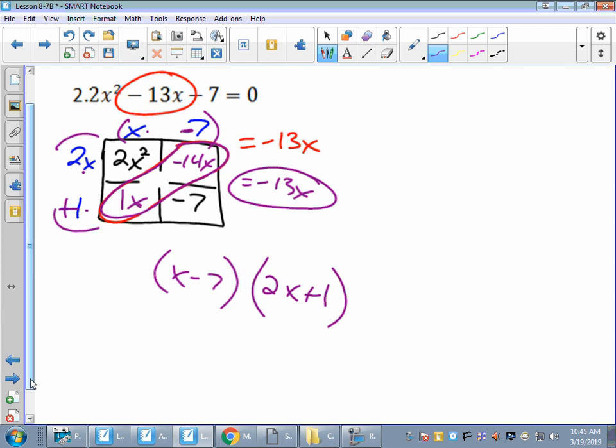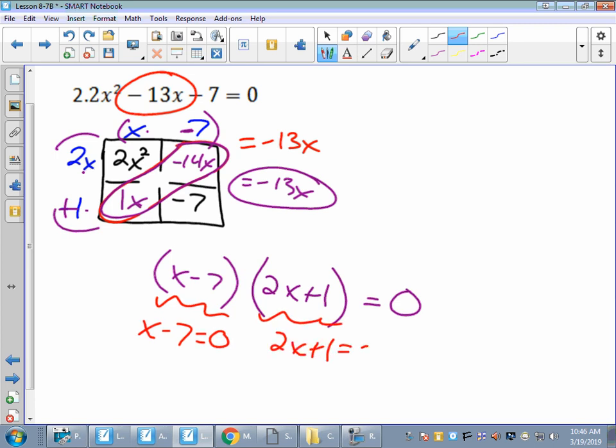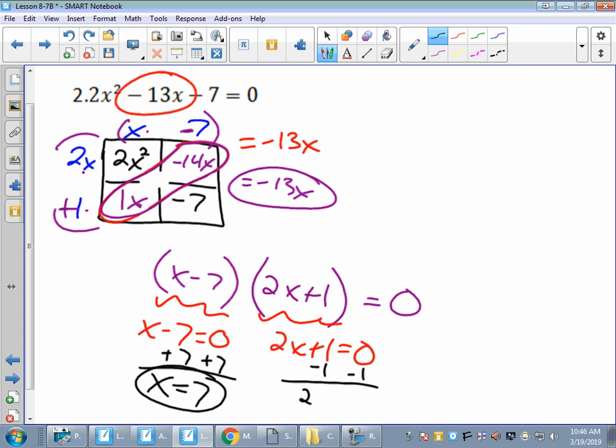Now, the last step we have to do then is just to set this equal to 0. And then you know that we can just take each piece, because we did this in section 8.5, x minus 7 equals 0. Take this piece here, 2x plus 1 equals 0. And now I'm just going to go ahead and add 7 to both sides. So I got x equals 7 for one of my answers. The other one, I'm going to subtract 1. So I've got 2x equals a negative 1.